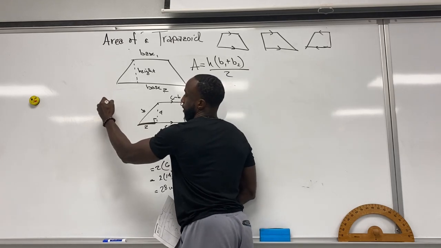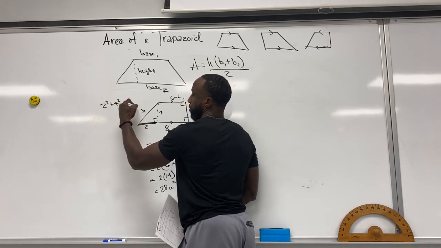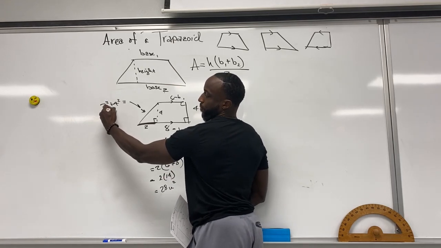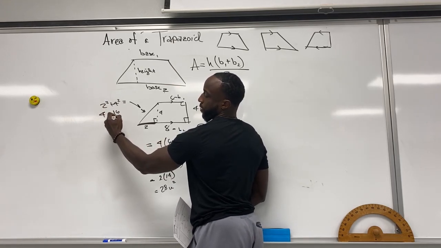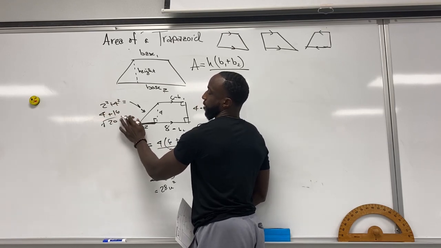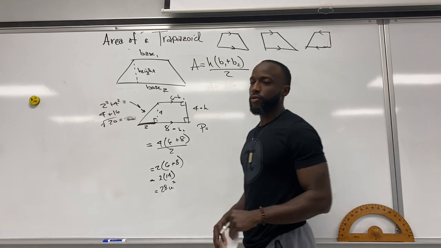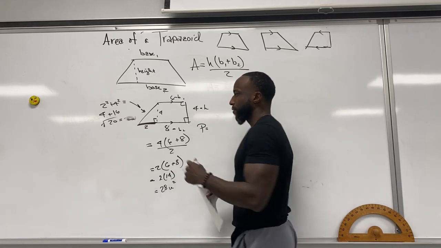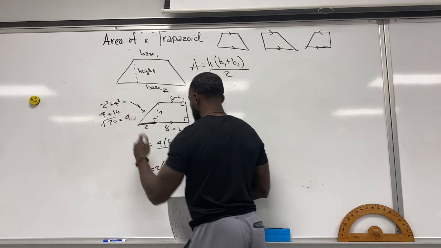So it's going to be 2 squared plus 4 squared equals that. Alright? Let's do the math. 4 plus 16 is 20, which is the square part. So then this piece is the square root of 20. The square root of 20 is in between 16 and 25, so it's going to be like 4 point something.